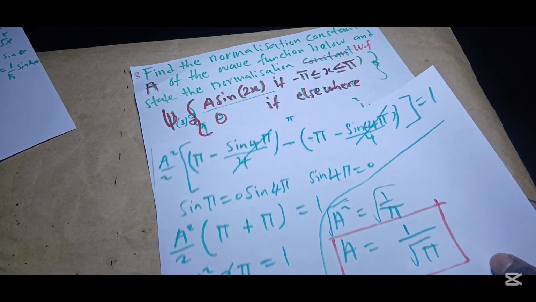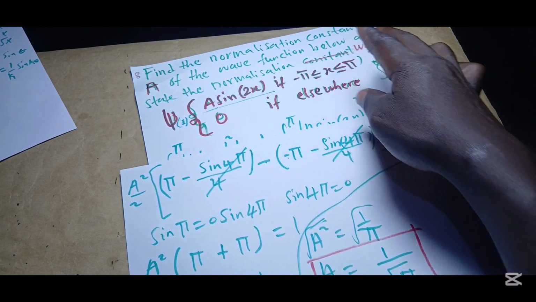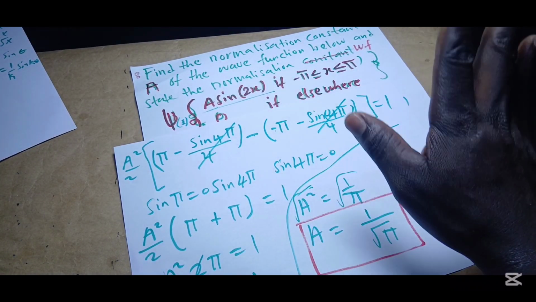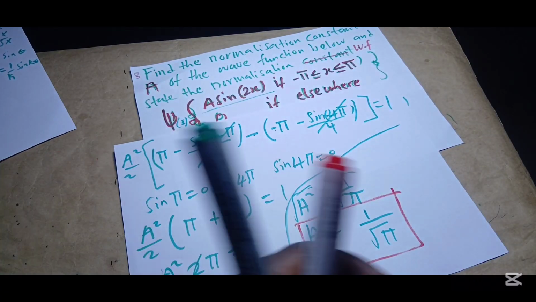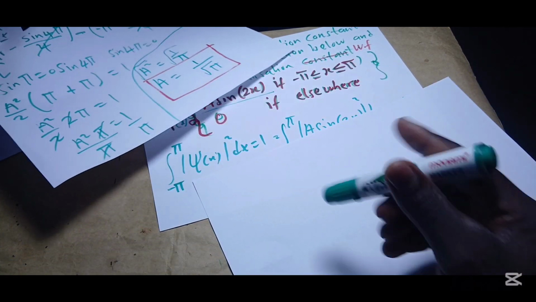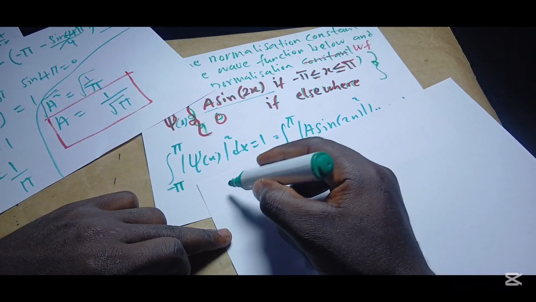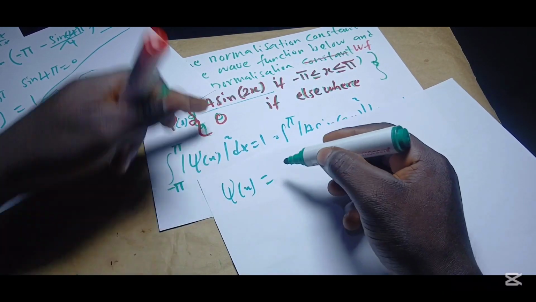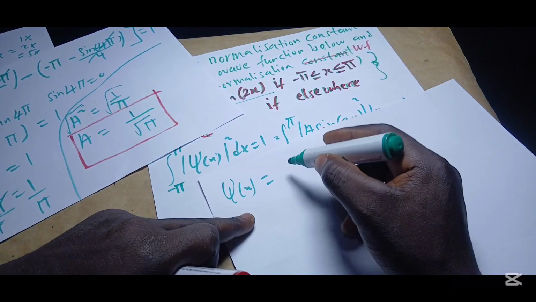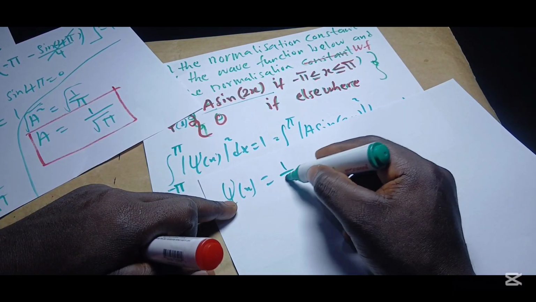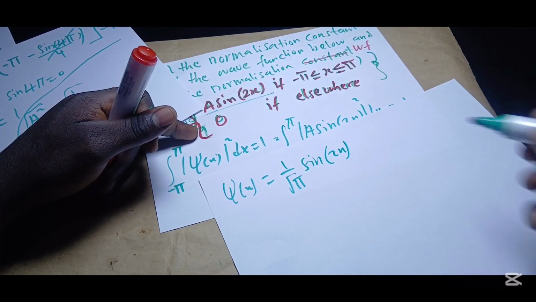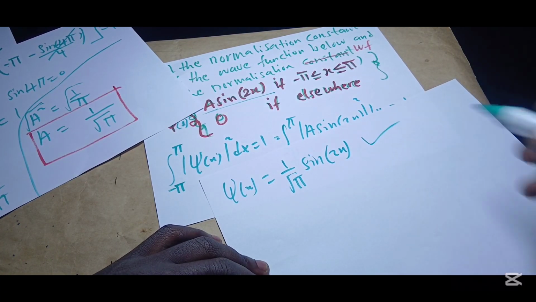So now we were asked to find the normalization constant, which is A, and this is our normalization constant, and to state the normalized wave function. So the normalized wave function is now stated as psi of x equal A sine 2x, and our A now is 1 over square root of pi. So 1 over square root of pi, then sine 2x. So this is the normalized wave function.